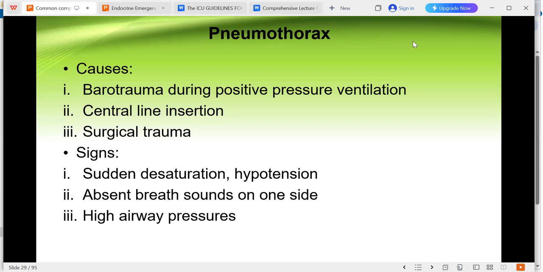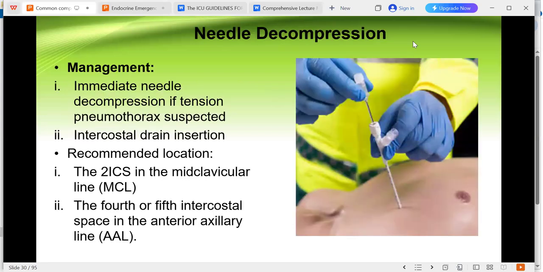We were able to manage that patient. So what do you do? Don't wait for the cardiothoracic surgeon or the surgeons to come. If it's tension, you need to do immediate needle decompression. Locate the second intercostal space in the mid clavicular line. Use a 16G cannula, avoiding the neurovascular bundle, and you'll see air gush out. If it's both sides, you do both.